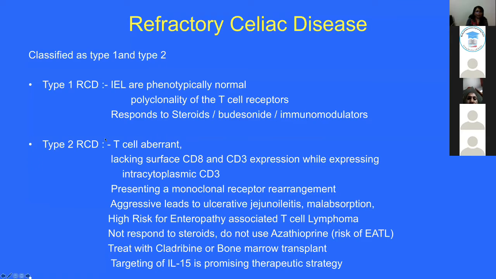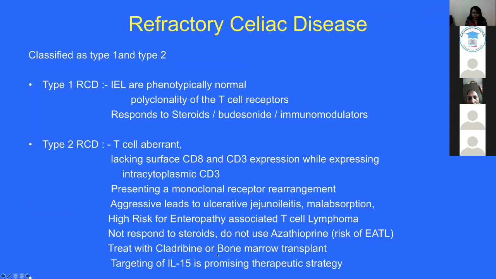Whereas type 2 is basically one where an aberrant T cell response is there. They lack surface CD8 and CD3 expression, while expressing intracytoplasmic CD3, so they are aggressive, leading to aggressive ulcerative jejunitis. A lot of malabsorption is there. So the type 2 variety is more severe, more related to enteropathy associated T cell lymphoma, and they do not respond to steroid. This is a very difficult condition to treat when these patients come. We may need immunomodulators. They have a higher risk of lymphoma association.